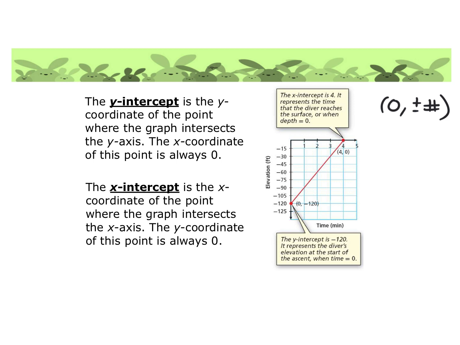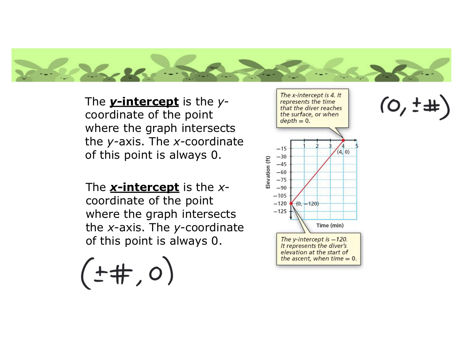And then the x-intercept is the x-coordinate of the point where the graph intersects the x-axis, and the y-coordinate of this point is always 0. In this case, it's going to be the opposite. For the x-intercept, it's going to be a positive or negative number, 0. That is always how it's going to be written for the x-intercept, and the y-intercept is always going to be written 0, either plus or minus a number.